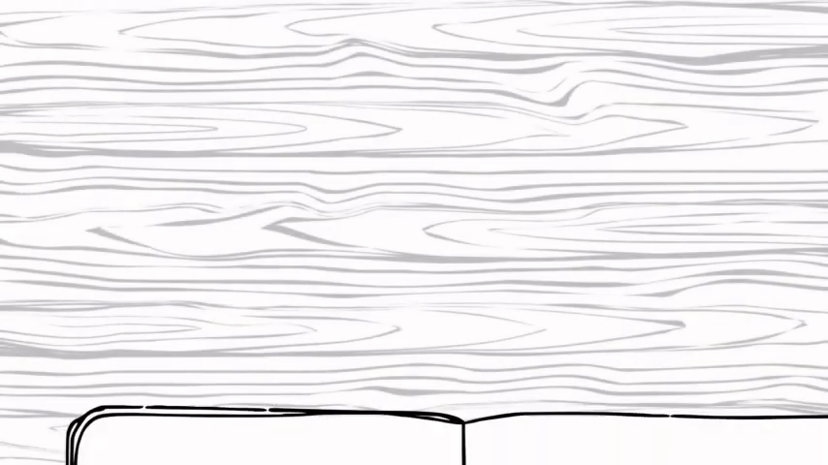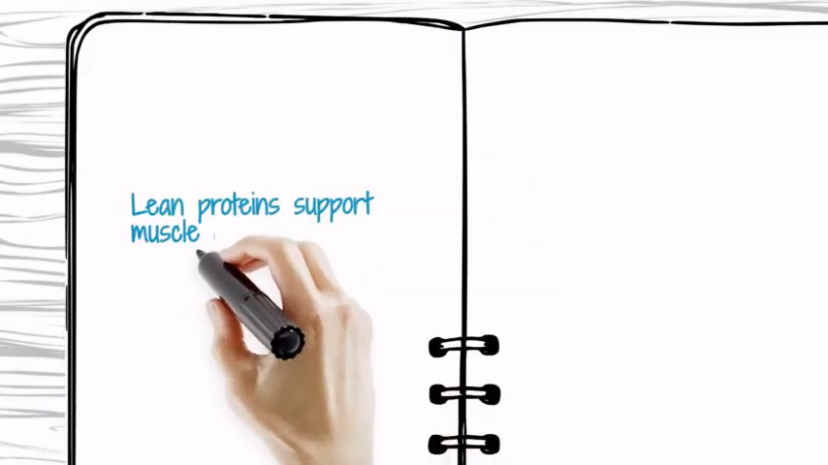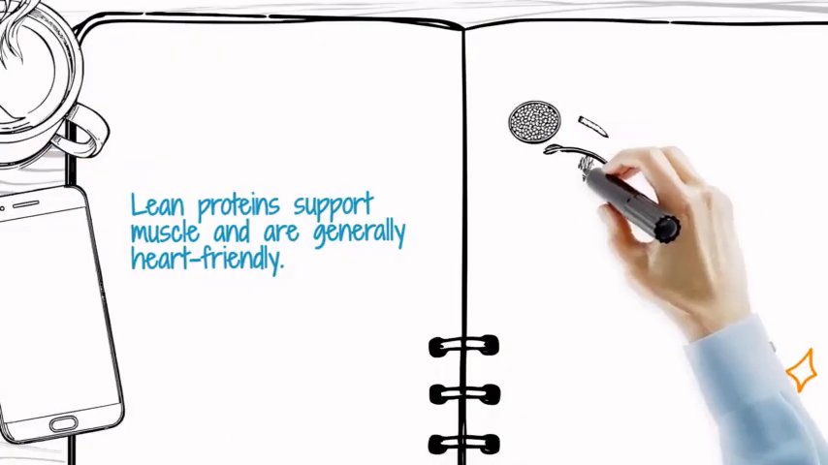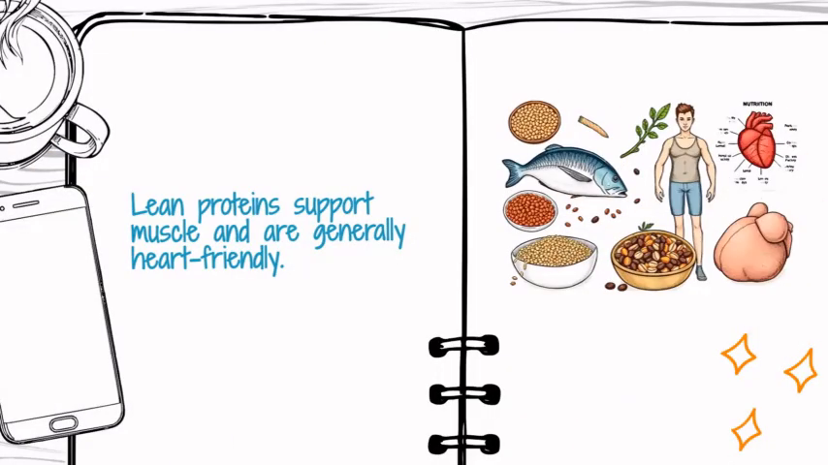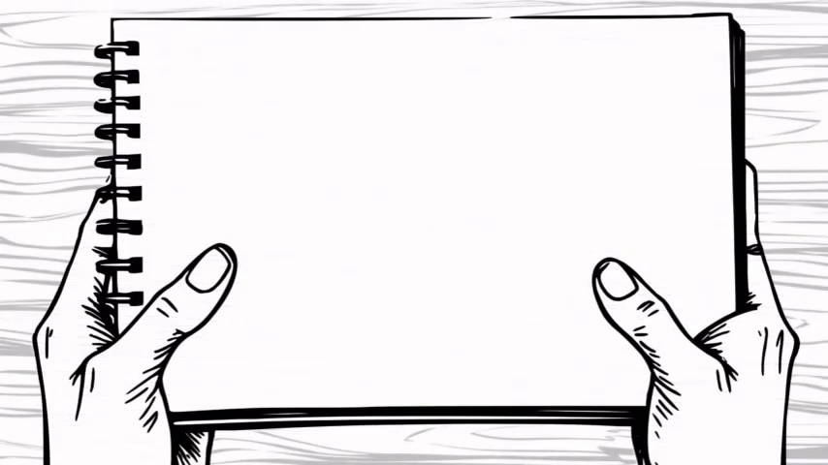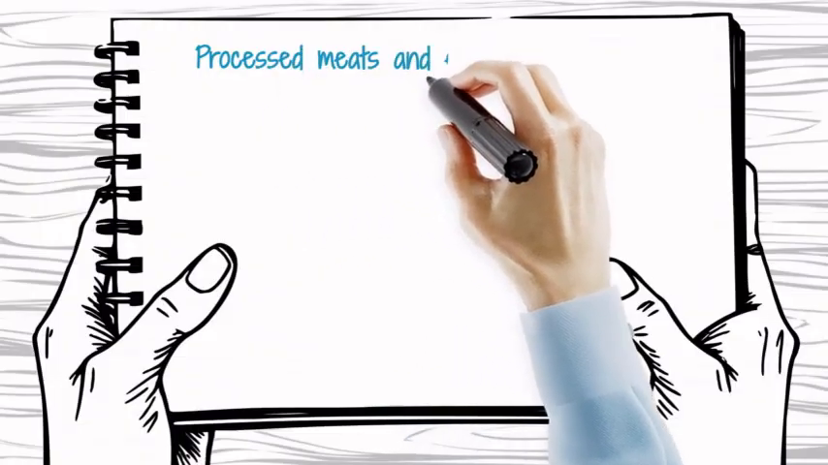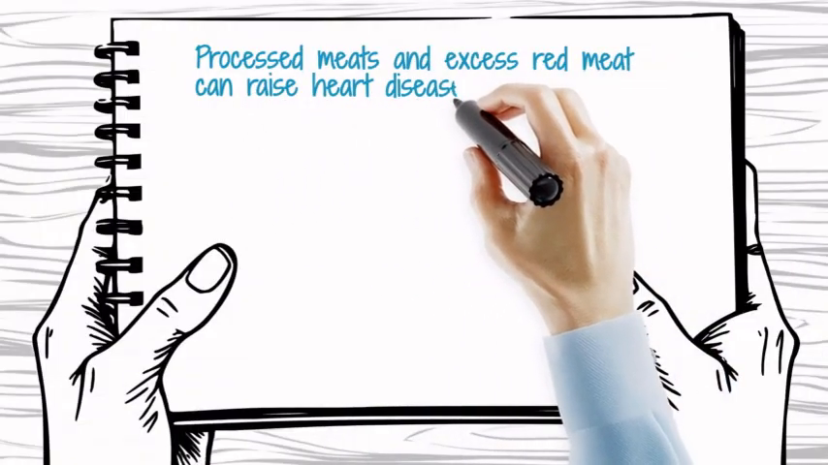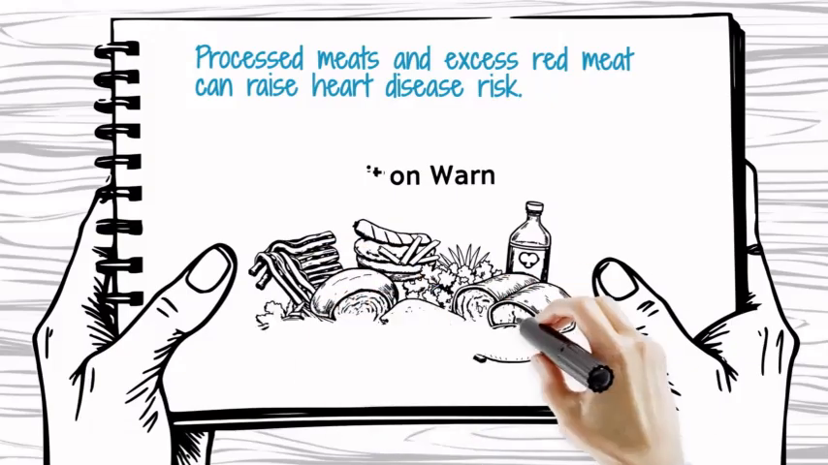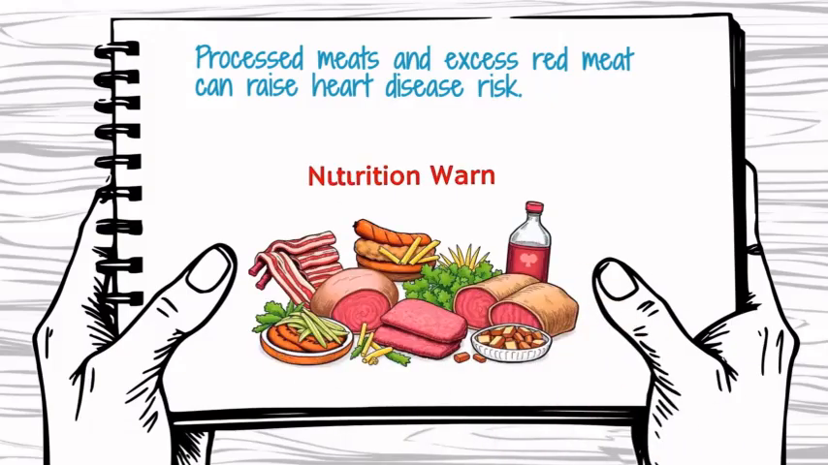Protein also matters. Lean sources such as fish, beans, lentils, nuts, seeds, and skinless poultry are generally heart-friendly. They can help maintain muscle and support healthy weight management. But processed meats like bacon, sausage, hot dogs, and deli meats are linked to higher heart disease risk because they often contain excess sodium, unhealthy fats, and preservatives. Eating too much red meat may also increase risk if it replaces healthier foods.